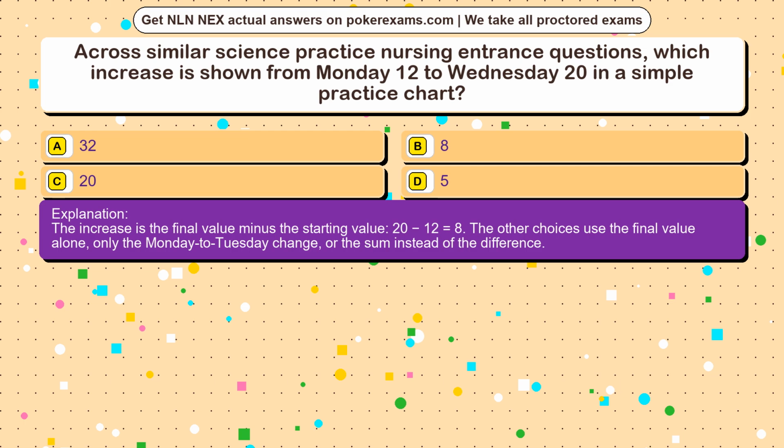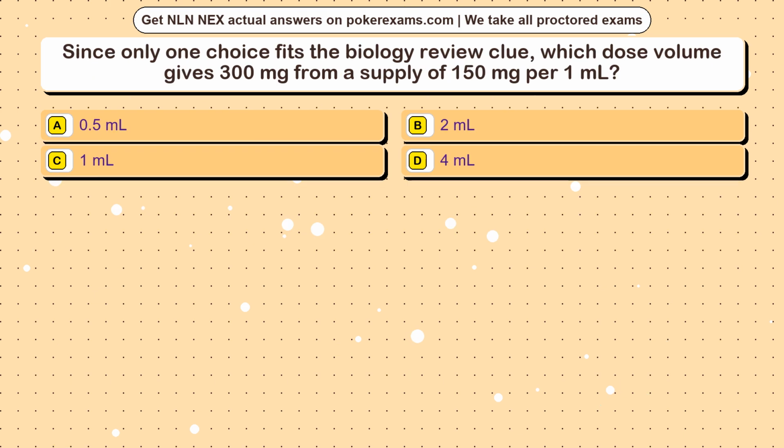Question 21. Since only one choice fits the biology review clue, which dose volume gives 300 mg from a supply of 150 mg per 1 ml? Option A, 0.5 ml. Option B, 2 ml. Option C, 1 ml. Option D, 4 ml.